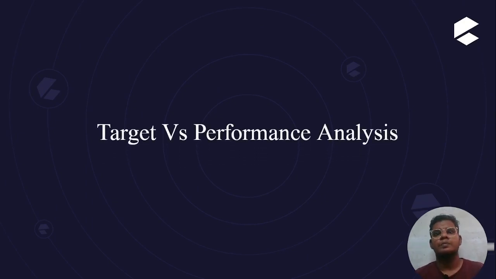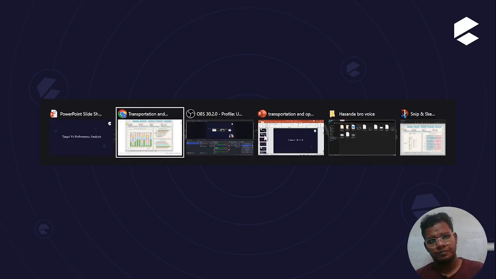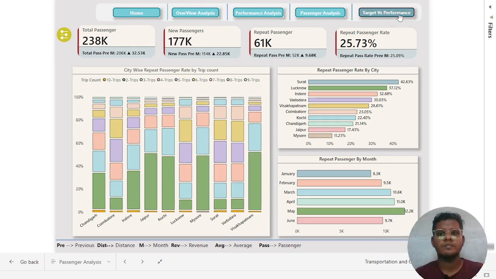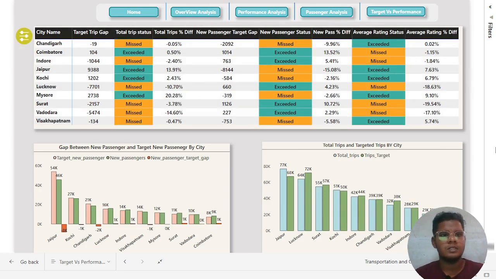Target versus performance analysis. In this particular dashboard, we are going to look at how we perform against the target. This is the target, and let's start with the target trip count. We deviated from the target, so 19 trips are missed from the target. The yellow indicates missed targets and the blue indicates exceeded, which means we achieved and crossed the target. That's why it's exceeded. Chandigarh 19, and it's missed by minus 0.5 percent.